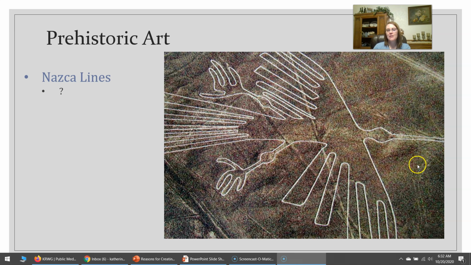This is a bird, and it is visible from airplanes. So if you're flying on an airplane, you can see this. But if you're on the ground, it's just these lines, and the picture doesn't make sense. But for some reason, the ancient people or prehistoric people of Peru made this. We don't really know what it was for. I mean, a good guess of ancient art or prehistoric art is always that it was a religious purpose or a spiritual reason for making it, but we don't know for sure.